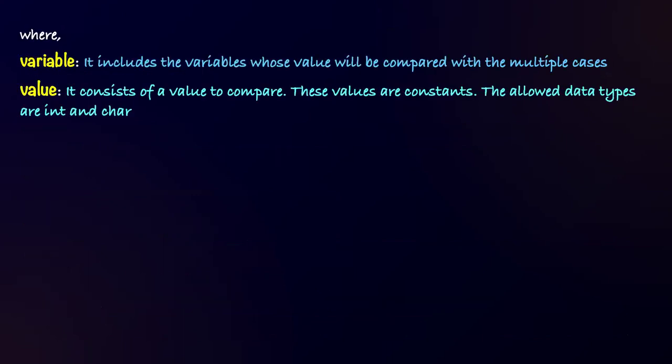Sure. Let us move. In the above program, a variable means it includes the variables whose value will be compared with the multiple cases. Okay, that's what the variable is. What is the value? It consists of a value to compare. These values are constants. The allowed data types are int and char, that is integer and character.